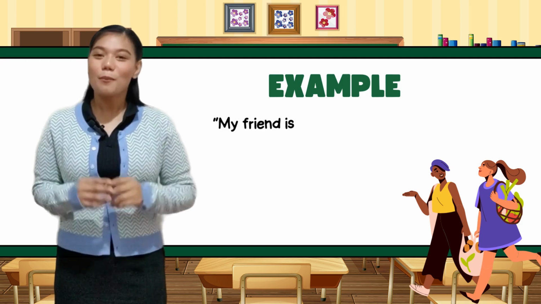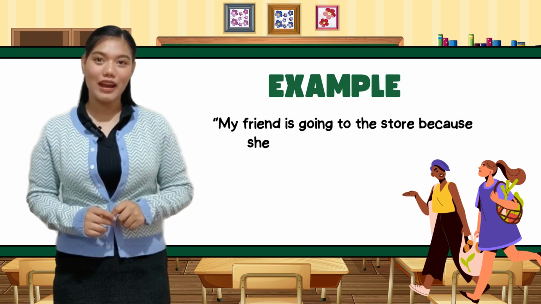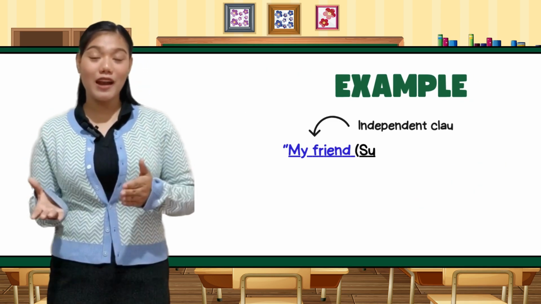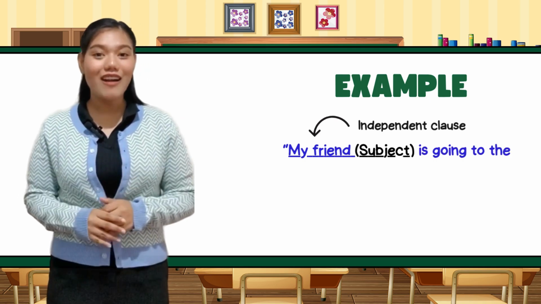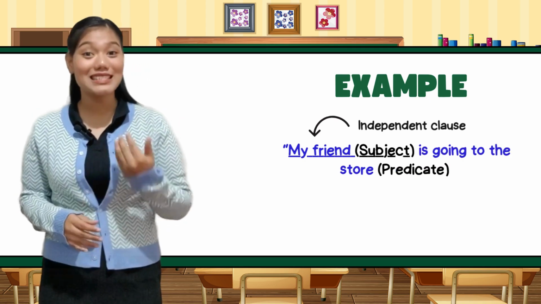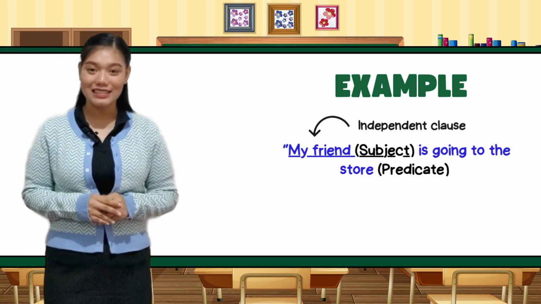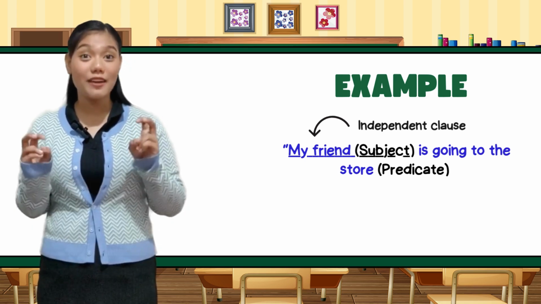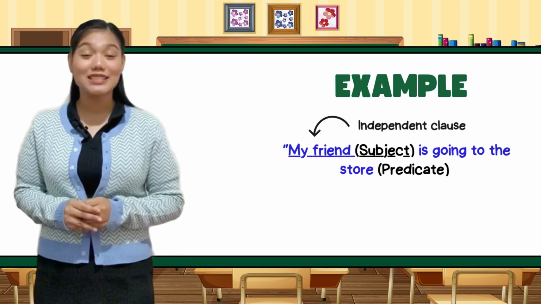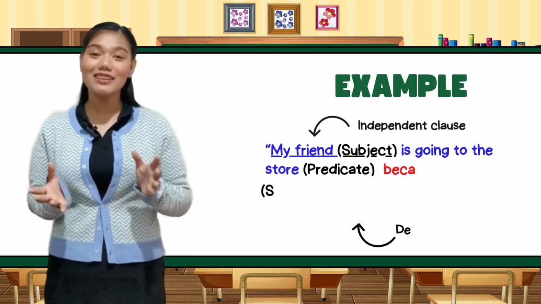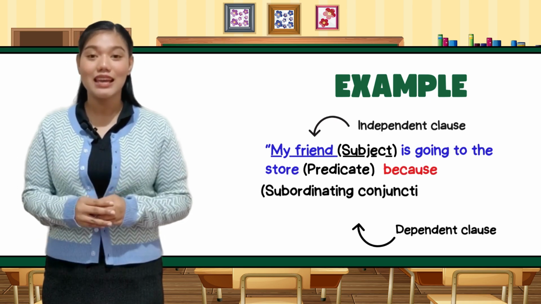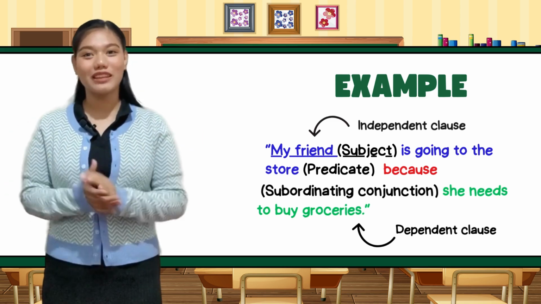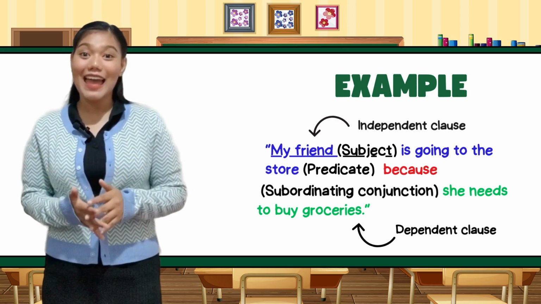For example, my friend is going to the store because she needs to buy groceries. The first part, my friend is going to the store, is our independent clause because it can stand alone as a complete sentence. In our independent clause here, we have the subject, which is my friend. Well, the predicate is going to the store. And the second part is our dependent clause that starts with the subordinating conjunction because. And I hope we are clear now between subject, predicate, and clauses.